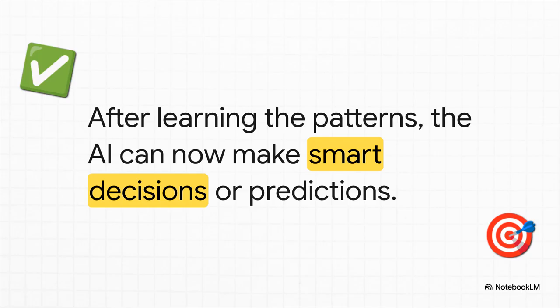And all that brings us to the final crucial step: smart decisions out. Once that algorithm has found the patterns, the case is pretty much solved. The AI can now use what it's learned to make a really good prediction or a decision.